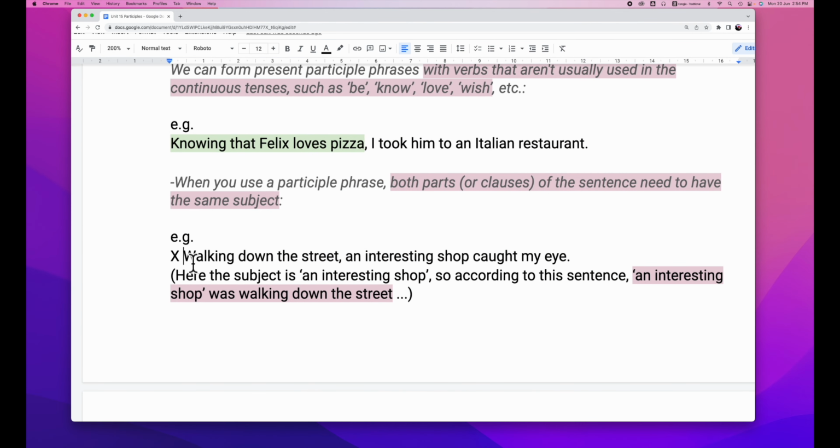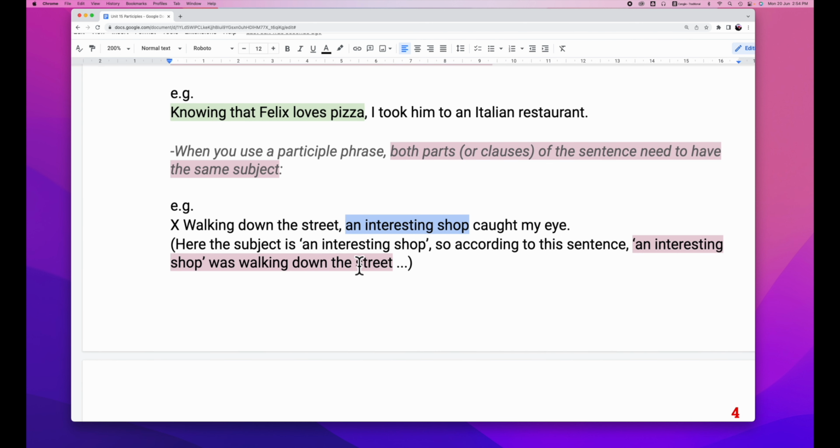So you have to make sure both sentences are using the same subject. What does it mean? Let's take a look. Walking down the street, an interesting shop caught my eye. Who is walking down the street? Of course, it's talking about yourself. However, in the second part, an interesting shop caught my eye, the subject is an interesting shop. So in this case, it means an interesting shop was walking down the street, which is completely different from the original meaning. This sentence could not use a present participial phrase.